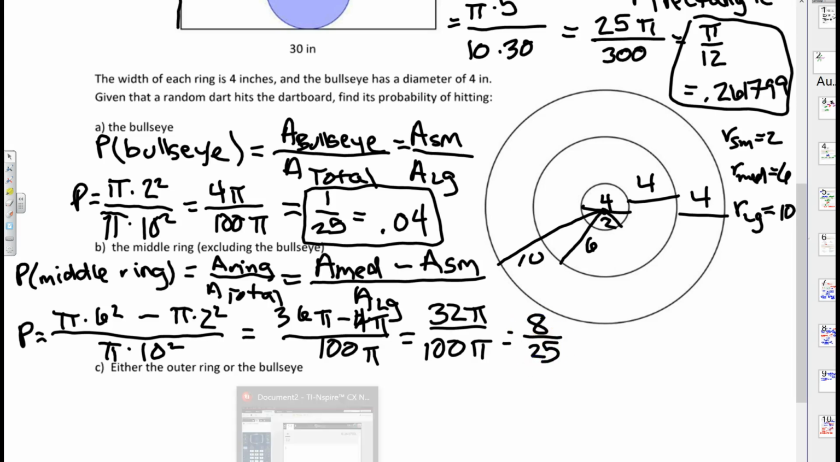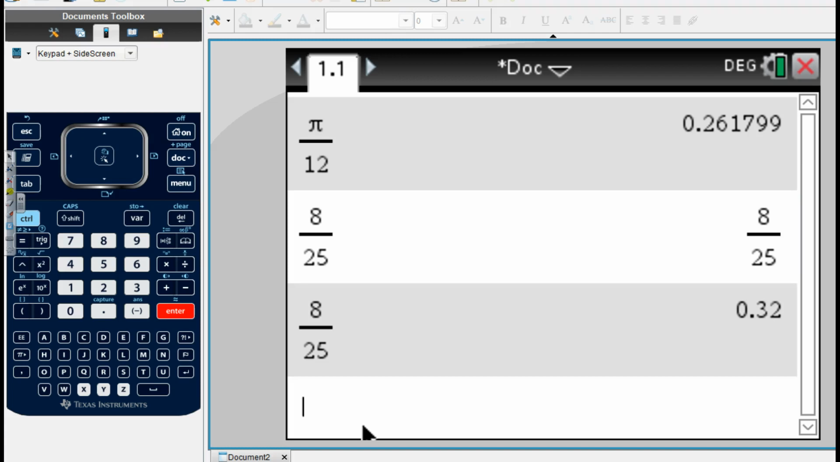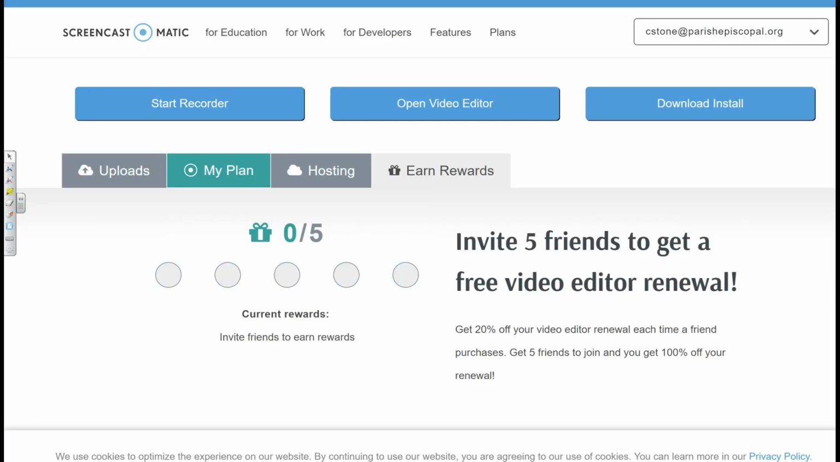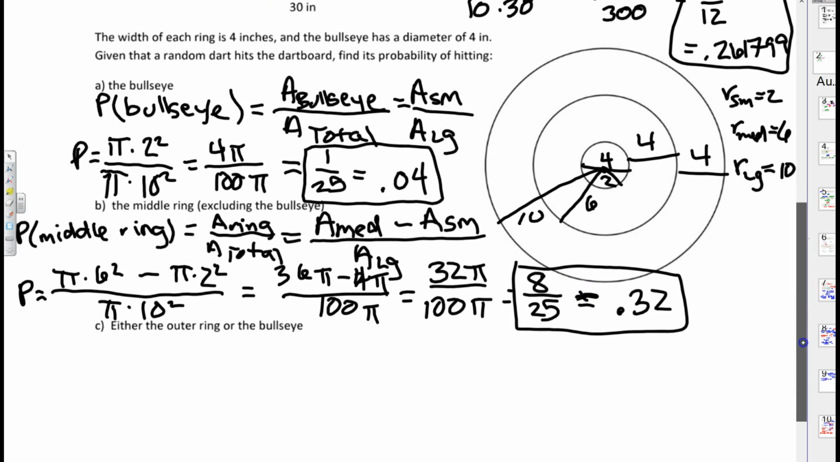If I plug 8 over 25 into my calculator, 8 divided by 25, remember you have to hit control then equals to get the decimal. Some of your calculators are a little bit funky in that. Here it is. So we actually have 32%, or 0.32, as my probability. So you have a 32% chance of hitting the middle ring in this picture.